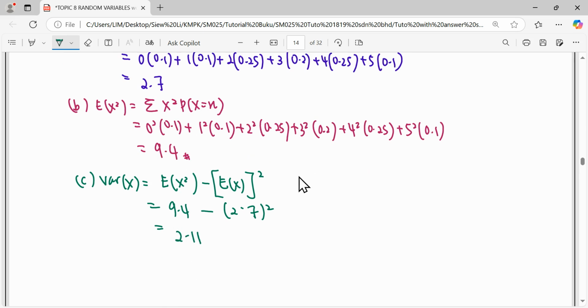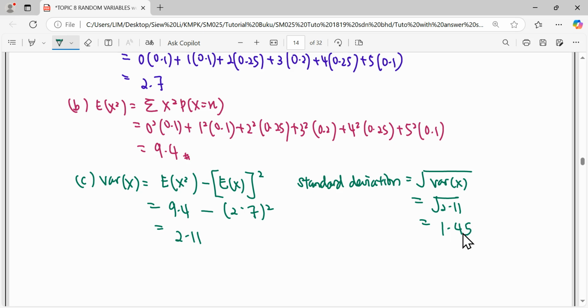2.11, and lastly we can achieve the standard deviation, which is in the formula of the square root of variance. So square root of 2.11. Make sure if we put in a decimal, we have to make sure it is more than 3 significant figures. So same as here, square root of 2.11, we can get 1.45. So make sure it is 3 significant figures or more.